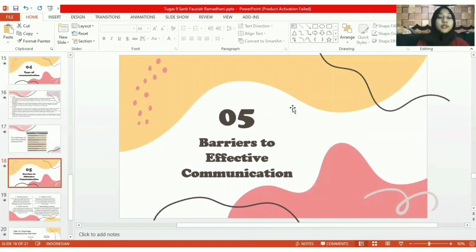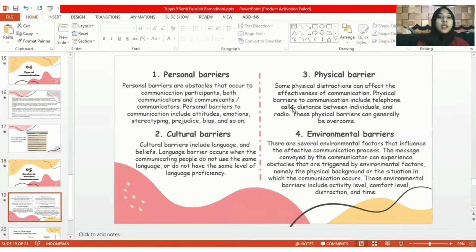Barriers to effective communication. First, personal barriers. Personal barriers are obstacles that occur to communication participants, both communicator and communicant. Personal barriers to communication include attitude, emotion, stereotype, bias, and many more. 2. Cultural barriers. Cultural barriers include language and belief.